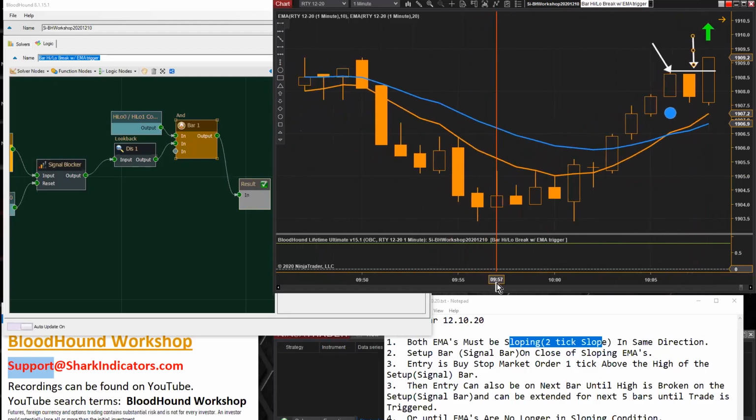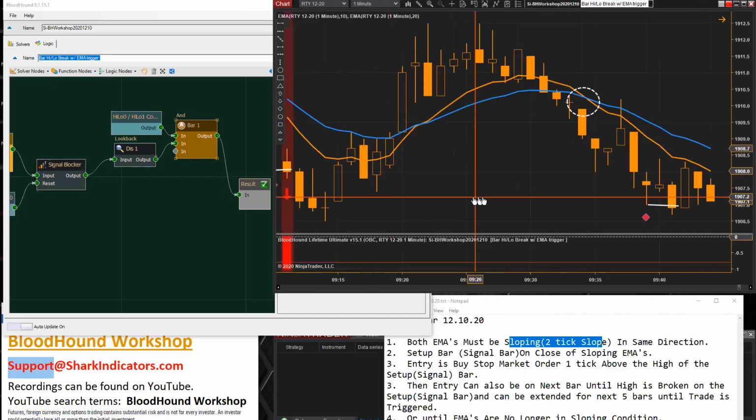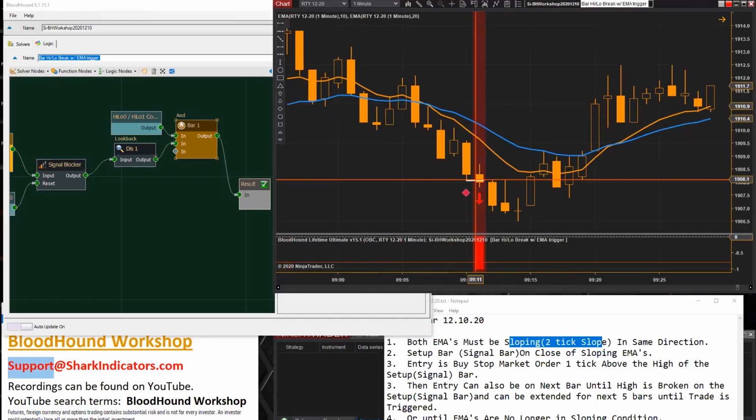But if we look back here, and oh yeah, actually this took 2 bars as well. Let's see, let's go back a little bit. Here we go. Here's what I was looking for. So we have our setup bar, and then the next bar breaks the setup bar, and there is our signal, right? So there is our signal on the signal bar, right? So that's the trade signal right there.